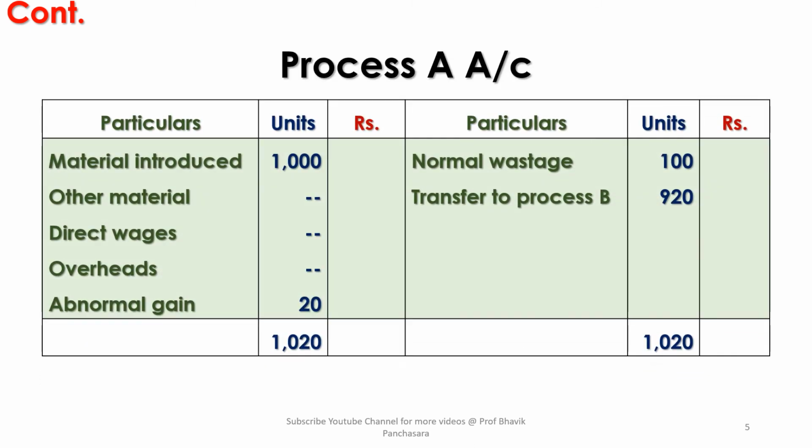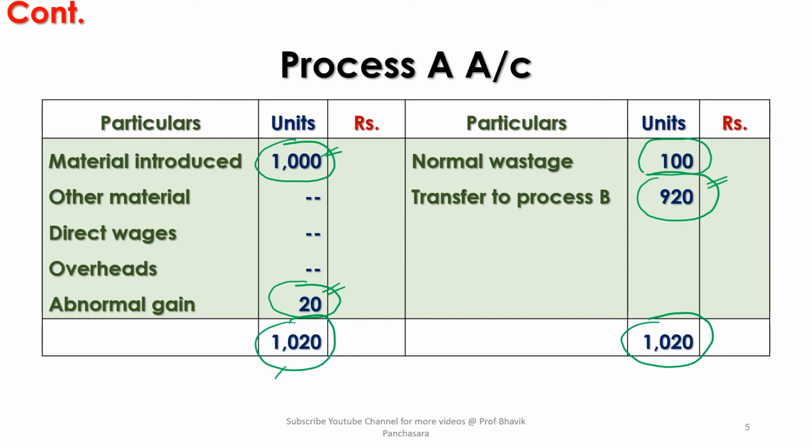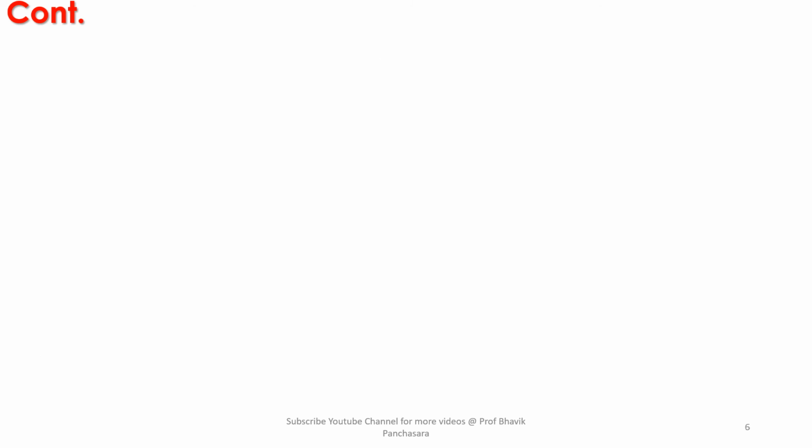Okay friends, now in account we will put the units. So material introduced is 1000 units, and on the same debit side we will also show units of abnormal gain. These units are 20 as we have just calculated, whereas the credit side will show the units of normal wastage which are 100 and units that we have transferred to next process, that are 920. So here we can make total and we can find out that total of units column on both the sides tally, that is 1020 units.